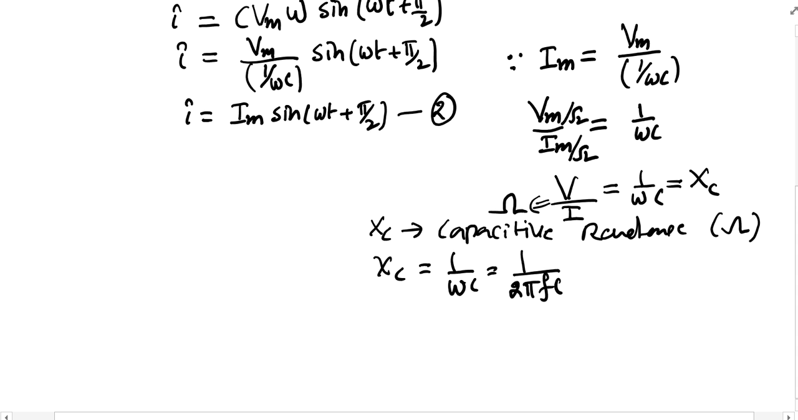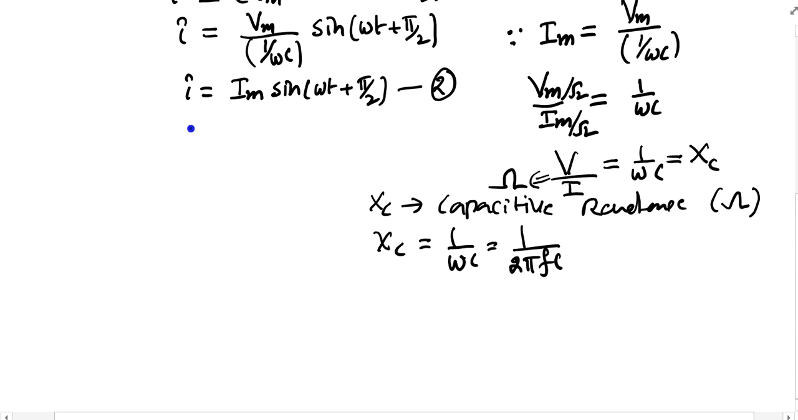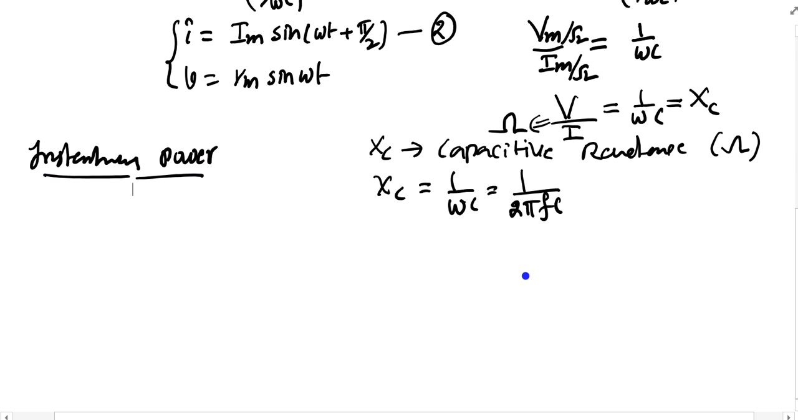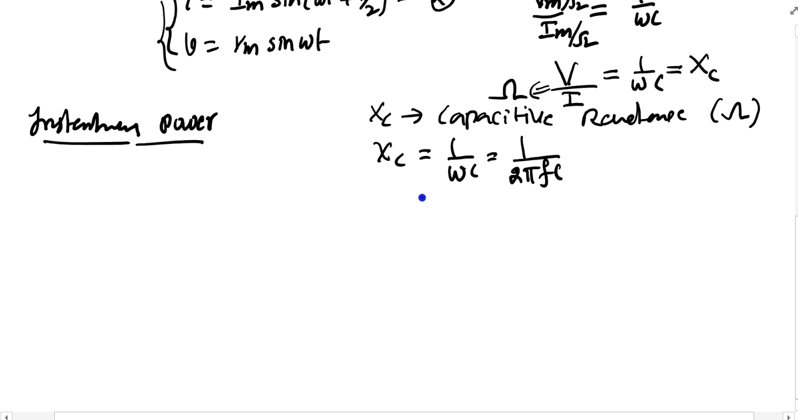Now if I take my instantaneous voltage and current, so this is the instantaneous current and this is my instantaneous voltage. These are the two equations, and from them I can do the calculation for instantaneous power. Before doing the instantaneous power calculation, I want to draw the waveforms for I and V here, so that I can understand which quantity is leading and which is lagging, and by what angle.